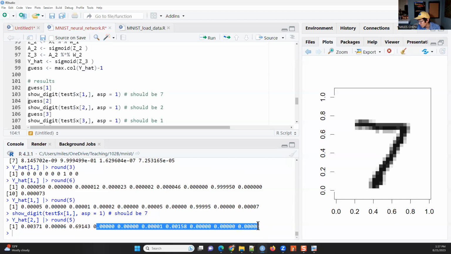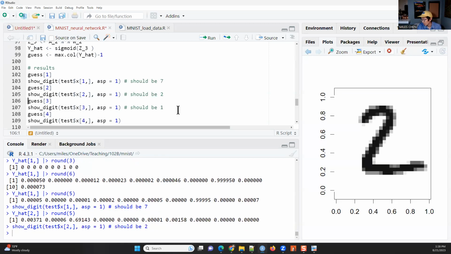All other values are also close to 0. This one came out to be 0.00158. So we're going to guess it's a 2. And then the numbers for 6 and 0 are also small, but a little bit bigger than the others. But the number for 2 came out the largest. So let's take a look at that digit, and indeed that's a digit 2.